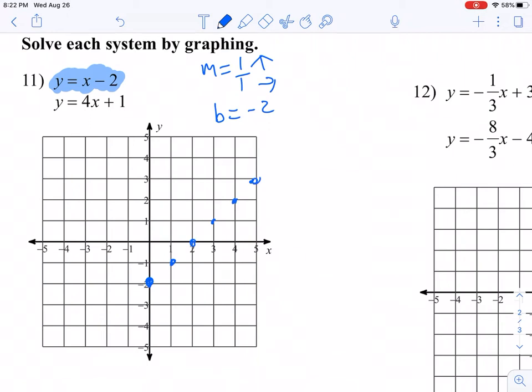We can also go the opposite direction and go down 1, left 1. Notice that our points all land on the same line.